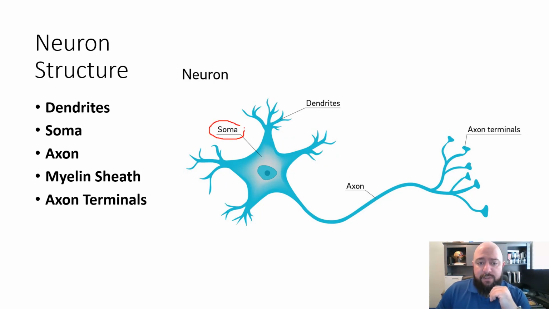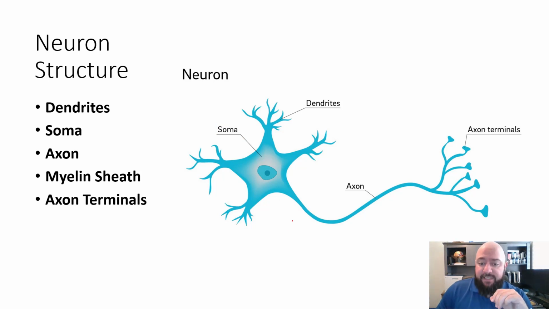The soma is the cell body. Very boring for us in psychology. I mean, it's a very important part and structure of the neuron and all of that, but for us, all you need to know is that the soma is the cell body of the neuron.